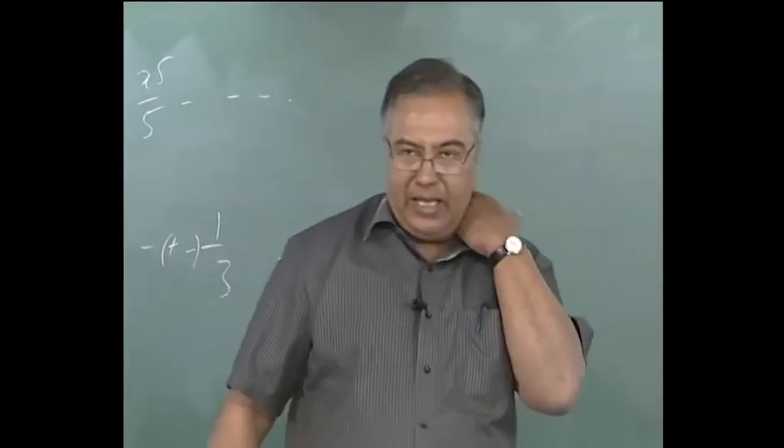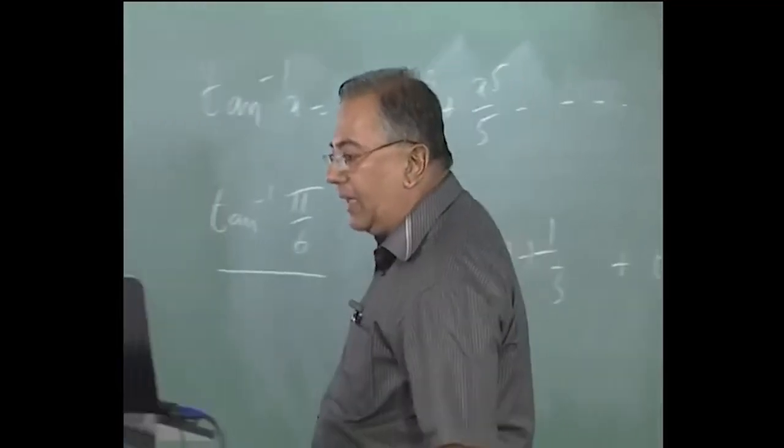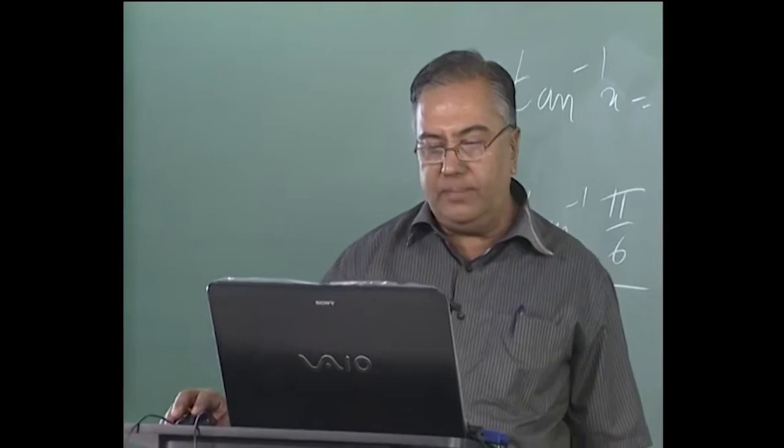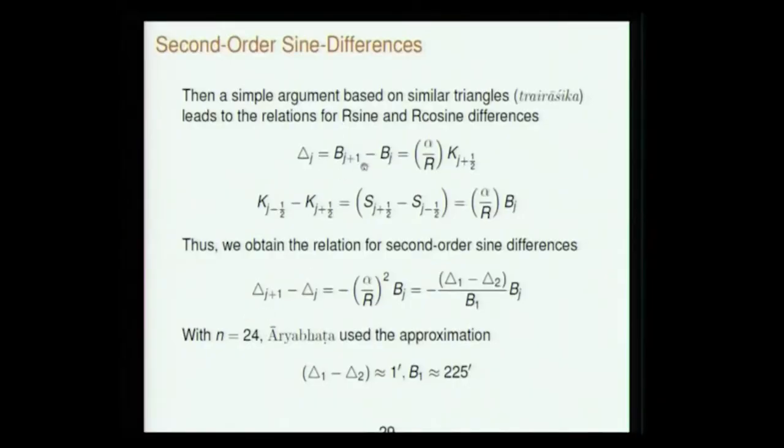So that is the essential derivation of the Aryabhatta relation given in the Aryabhatiya Bhashya of Nilakantha Somayaji. The sine difference bj plus 1 minus bj is related to the koti jya at the midpoint. The difference of the koti jyas, or the difference of the sharas, is equal to the bhuja jya at the midpoint. Combining the two, the second order sine difference is alpha by r whole squared into bj. If you put j equal to 0, the same thing holds, therefore this can be related to delta 1 minus delta 2.